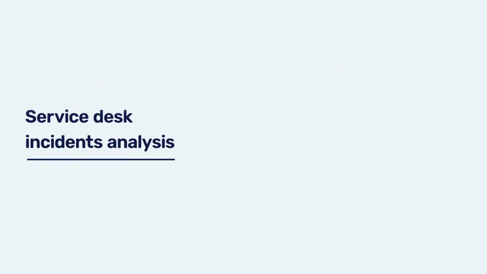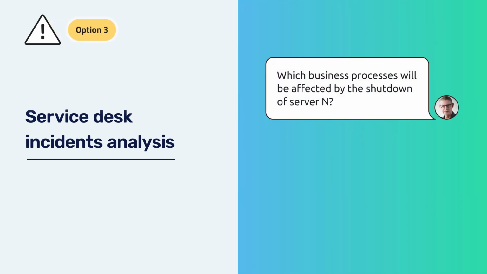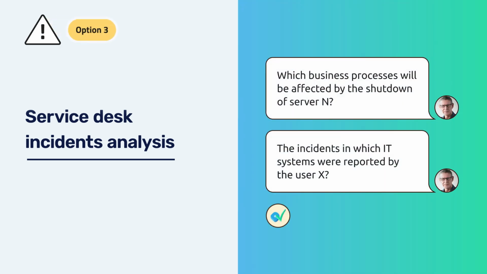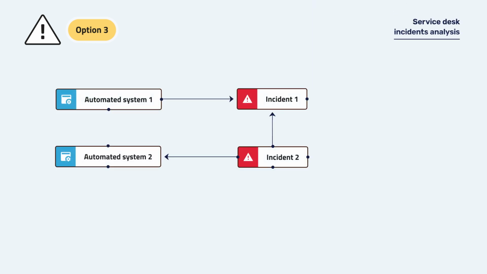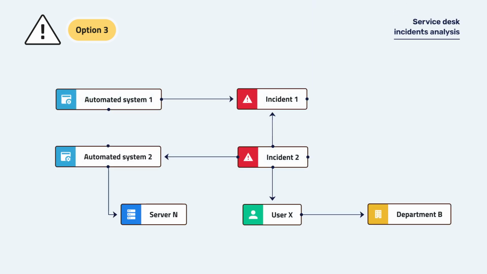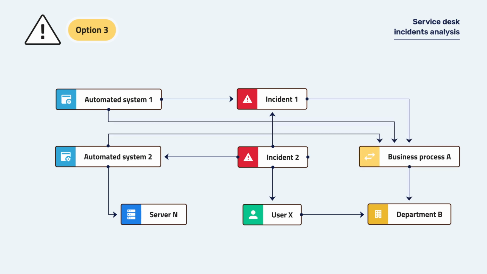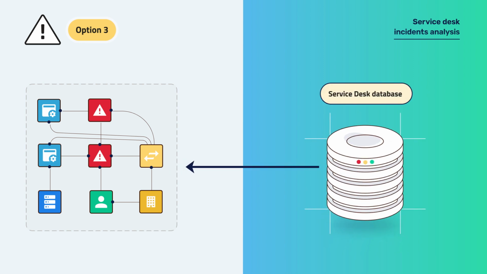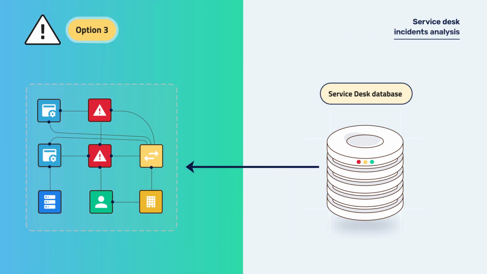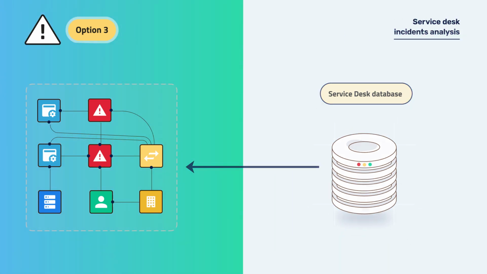Let's say we need to analyze data about incidents processed by the technical support service. Each incident can be associated with a specific information system, server, user, or department, business process. There are cause and effect relationships between incidents and their consequences, functional dependencies between elements of the IT infrastructure. All this information must be extracted from the incident texts and the configuration database and placed in a graph.